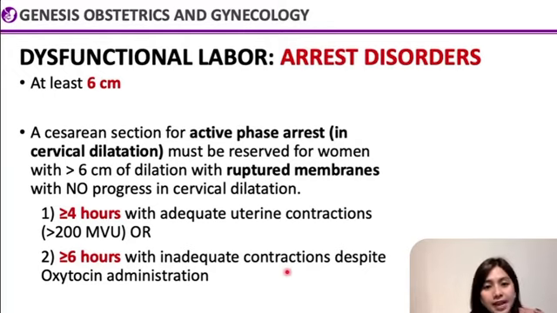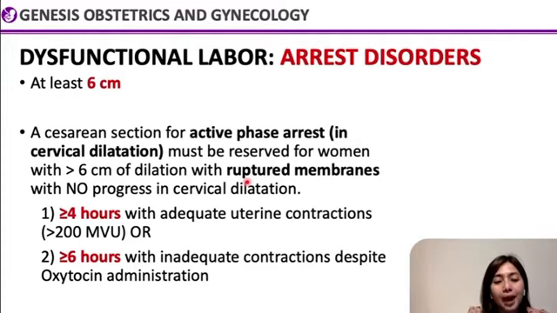So, anong ibig sabihin ng active phase arrest? So, when you say active phase arrest, this is in fact arrest in the cervical dilatation during the active phase. So, this is reserved for women with greater than 6 centimeters dilatation. Okay, meron siya dapat na ruptured membrane. So, that's a prerequisite. Hindi ka pwedeng mag-diagnose ng dysfunctional labor or dystocia kapag hindi pa ruptured yung bag of waters. Okay, so this is the reason why yung ibang OB, they elect or they opt to rupture the bag of waters at 6 centimeters or when the labor is already in the active phase. Kasi gusto nilang tingnan kung magpo-progress yung labor.